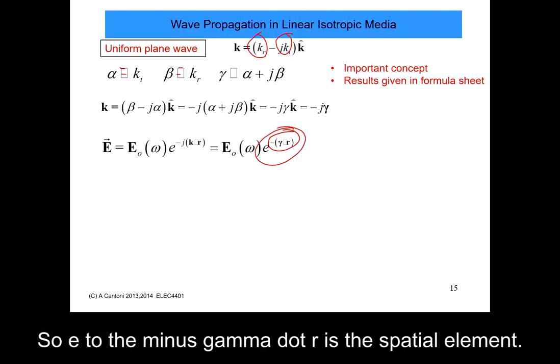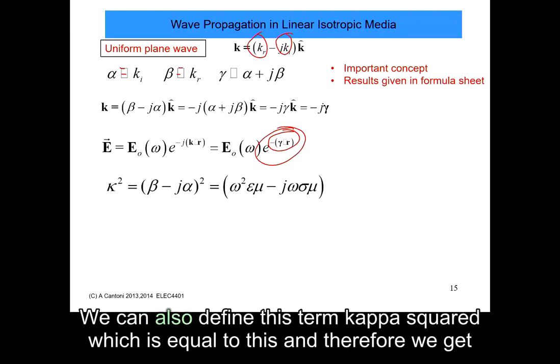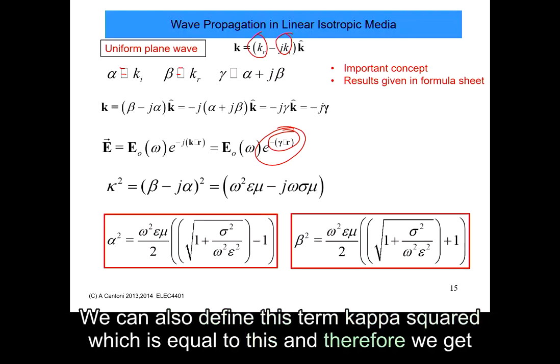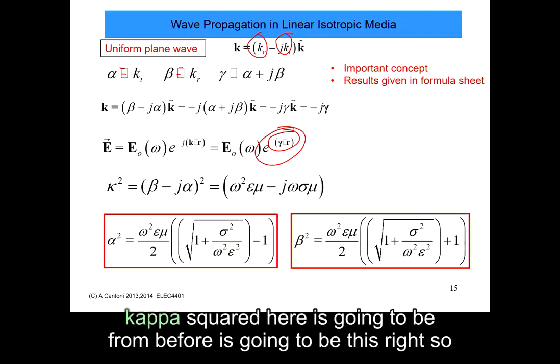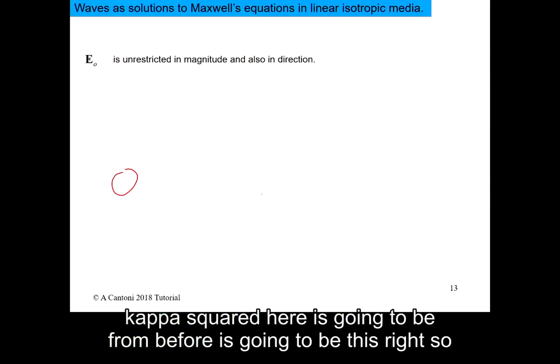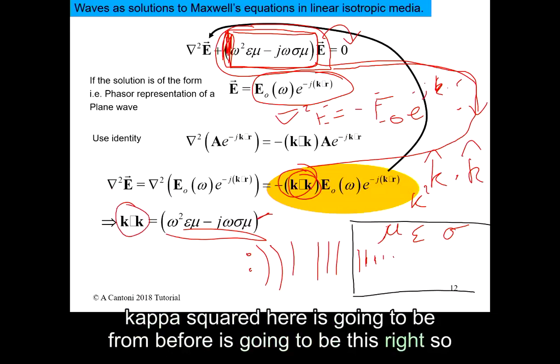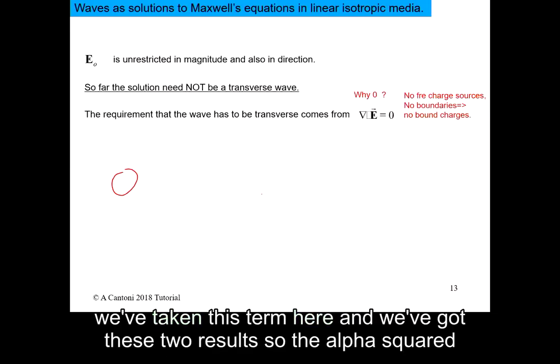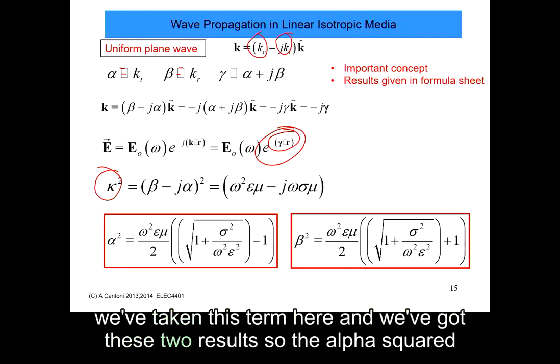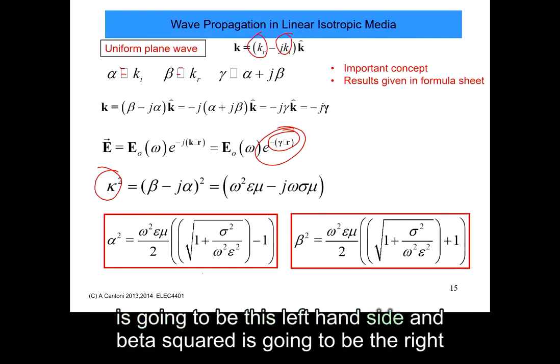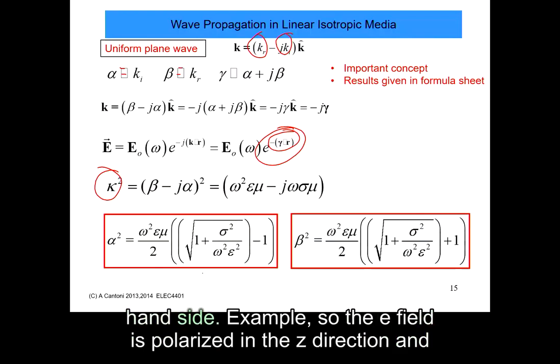So e to the minus gamma dot r is the spatial element. We can also define this term kappa squared, which is equal to this, and therefore we get these things out. So remember, this kappa squared here is going to be from before, is going to be this, right? So we've taken this term here, and we've got these two results. So the alpha squared is going to be this left-hand side, and beta squared is going to be the right-hand side.